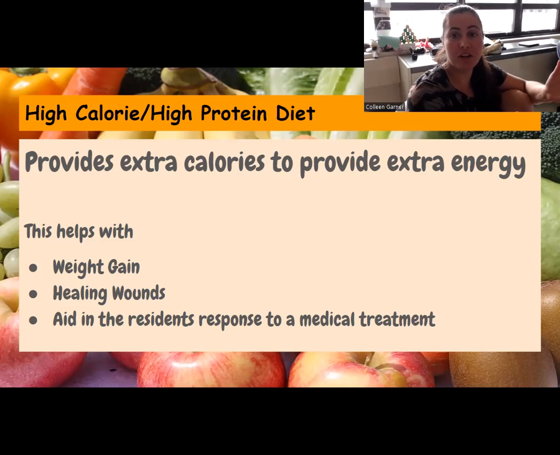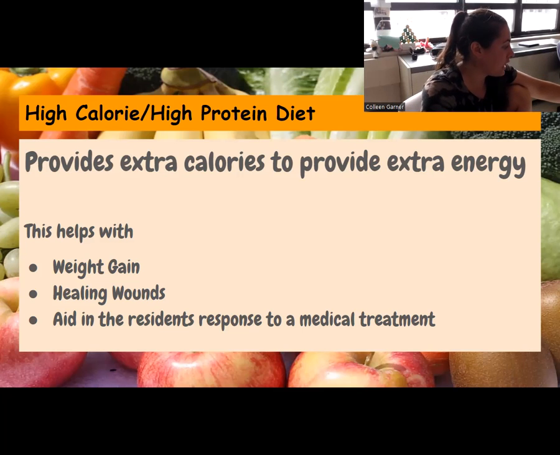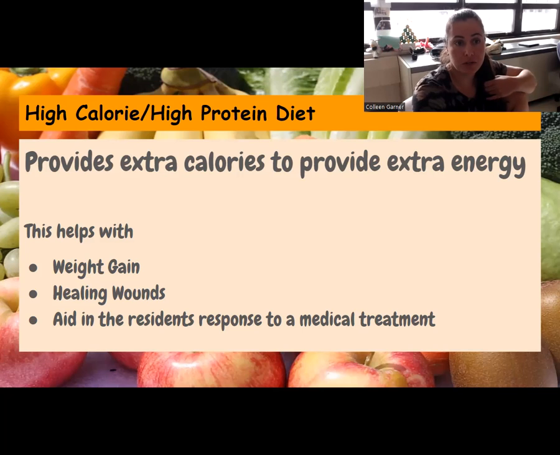So please make sure that you're taking notes throughout this video so that we can review it when I get back and see you in person. So the very first diet is our high calorie, high protein diet. This one is going to provide extra calories to provide extra energy. I think that you guys know already that if you eat less, you're going to have less energy.